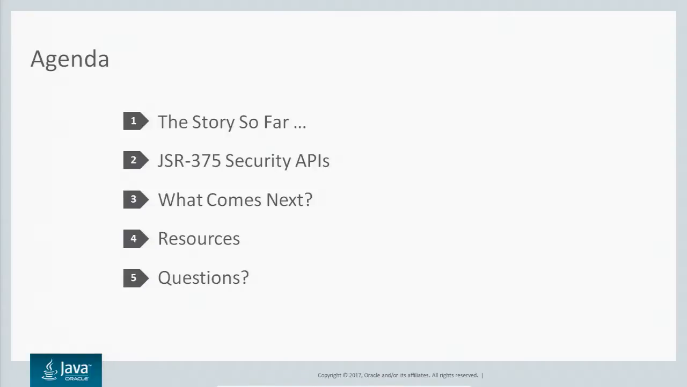So I'm going to start out talking about where we are today with JSR375 and how we got here. Then talk a little bit about what's actually in the JSR, the APIs we're defining. Talk about what comes next. There are some things we didn't get to and other things we'd like to do, so hopefully there'll be a follow-on JSR. And wind up with some pointers to resources and any questions you might have.